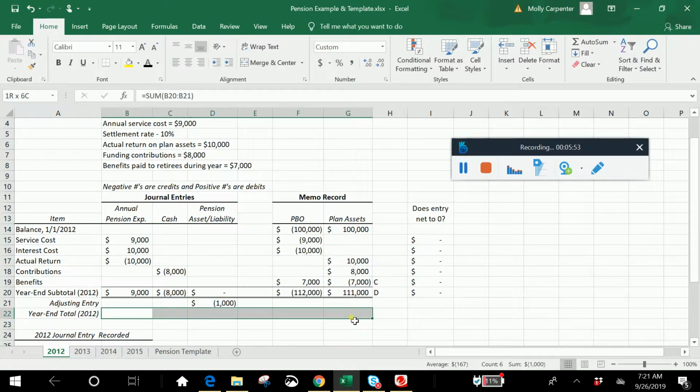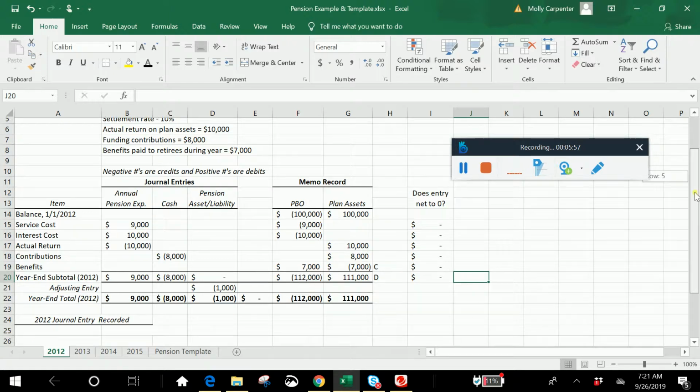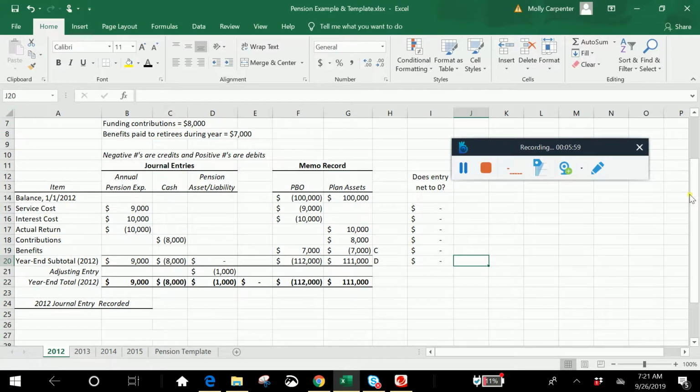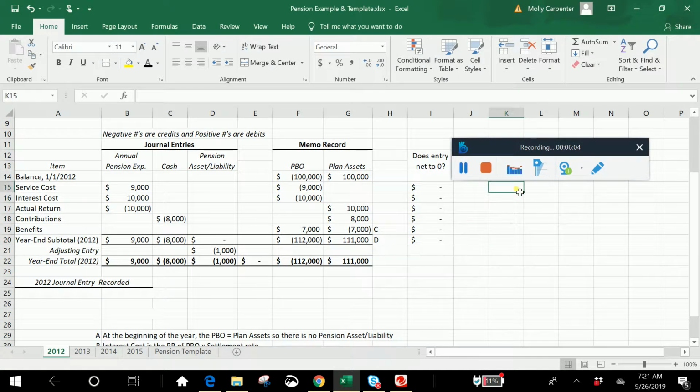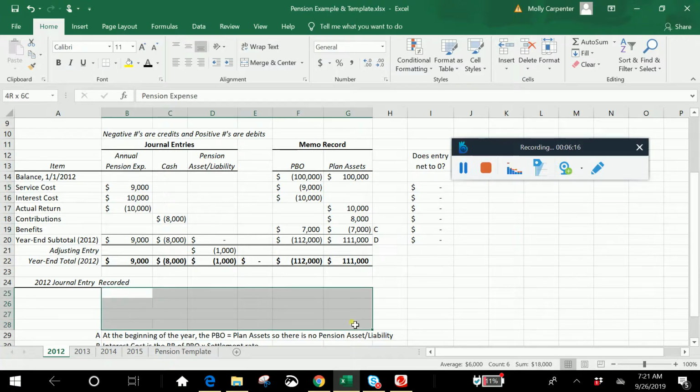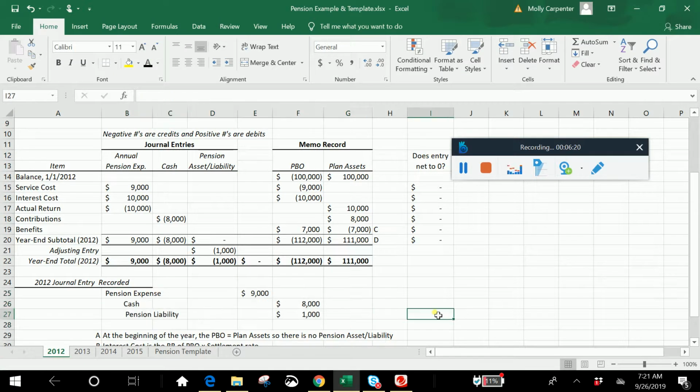So now if we have our final year-end totals here, this is what it's going to look like. And now we can use this information to determine our journal entry. Our journal entry is going to be a debit to pension expense of $9,000, a credit to cash of $8,000, and a credit to the pension liability of $1,000. You will notice that that entry balances and aligns with the numbers that we have in our table above.